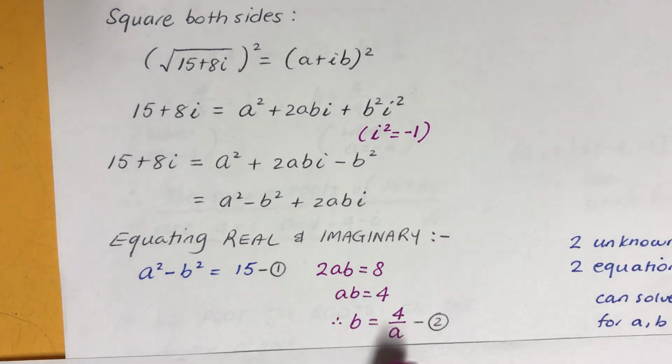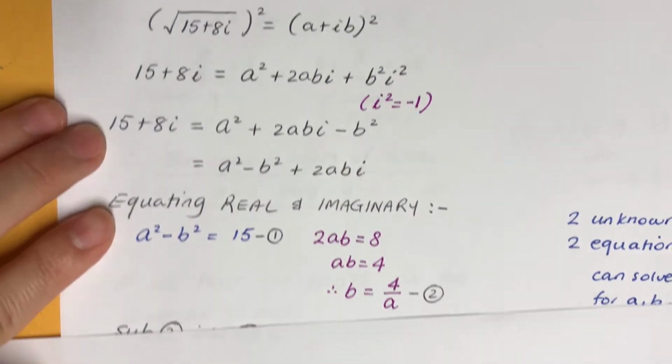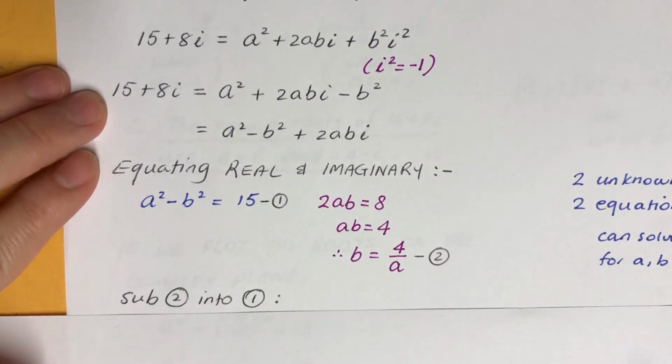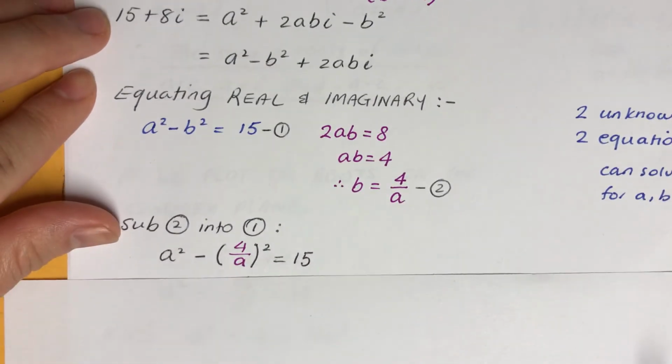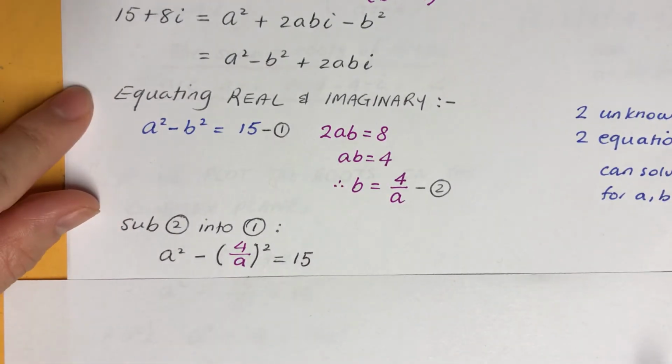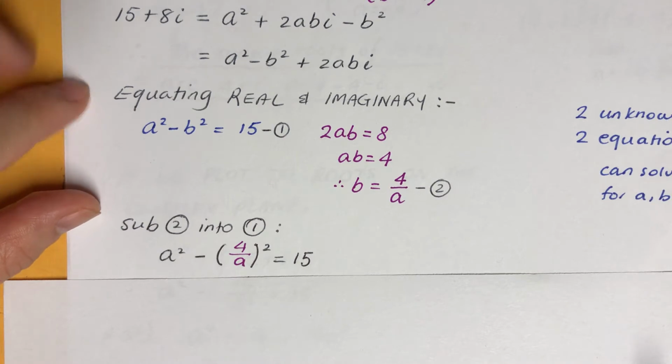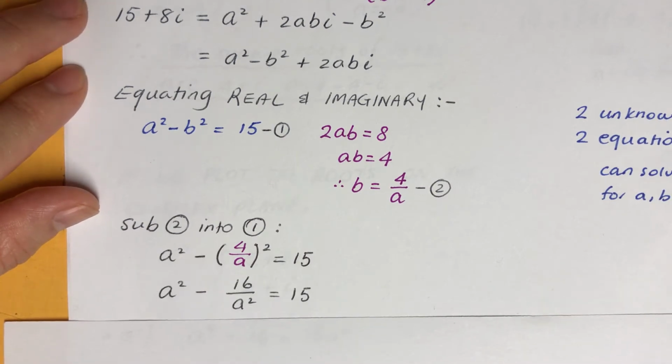I'm going to change this one in terms of b. You can change it to a in terms of a. It doesn't really matter which way you do it. The reason I've changed it is so I can substitute back in here and make it into one a terms. So I'm going to do that now. Substitute 2 into 1. I'll get a squared minus 4 over a, the whole thing squared, equals 15, and I will get a squared minus 16 over a squared equals 15.